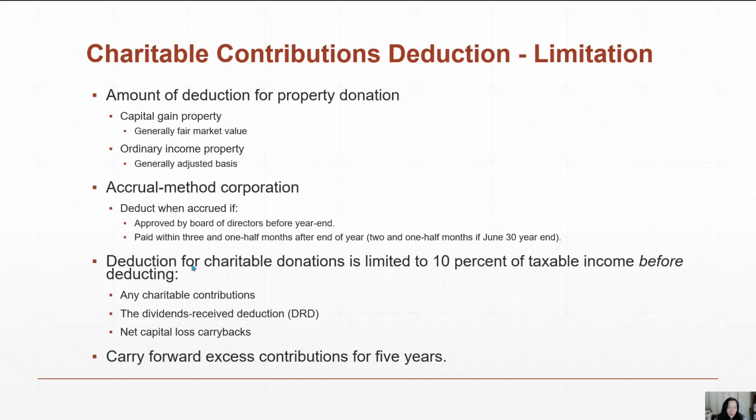Before we get to the limitation, we have to first determine the value of the charitable donations, because the charitable donation can be made in the form of cash as well as in the form of property. So when there's a property donation, depending on the type of property, the amount of the deduction will be determined differently. For capital gain property, the value of the deduction is based on the fair market value generally. For ordinary income property, the adjusted basis will be used to determine the amount of deduction.